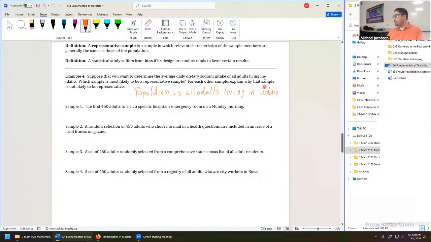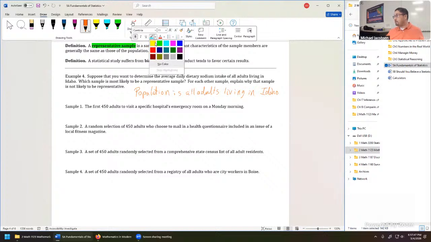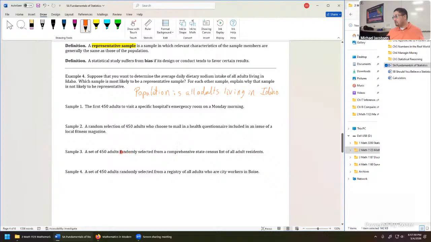And finally, sample 4 is a set of 450 adults randomly selected from a registry of all adults for city workers in Boise. You know, the 2 words that I really liked that goes along well with a representative sample is where it said randomly selected. And there's different ways to get a randomly selected sample, but that at least gives us some confidence that we're really getting something that's representative.